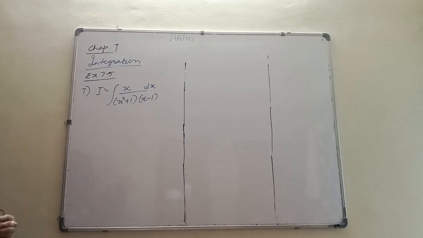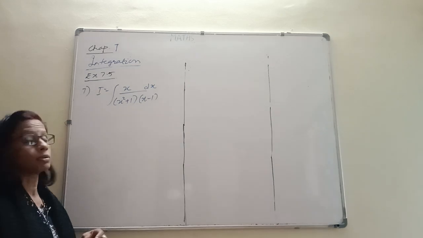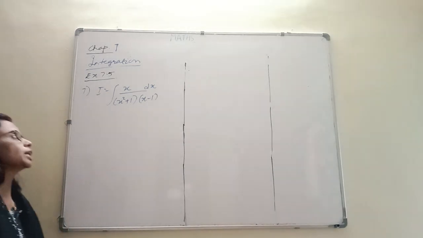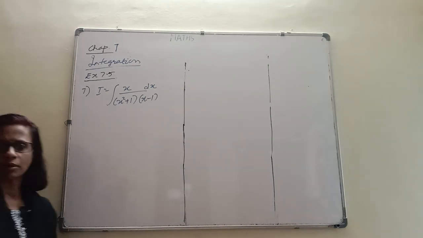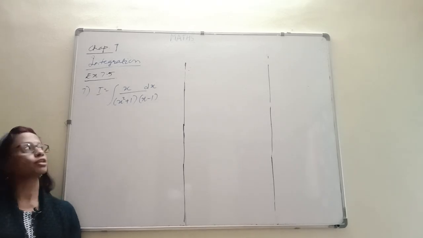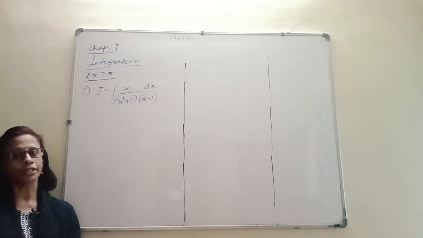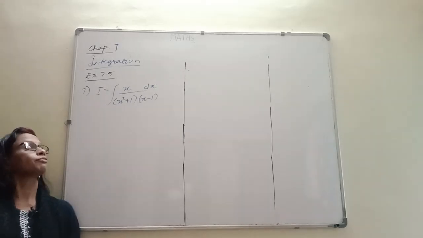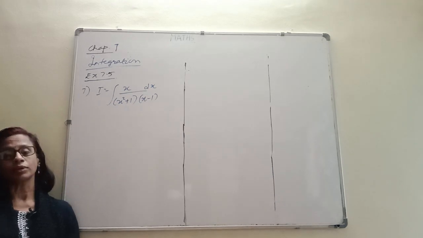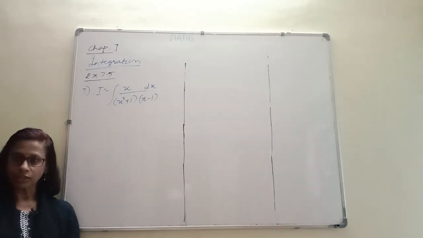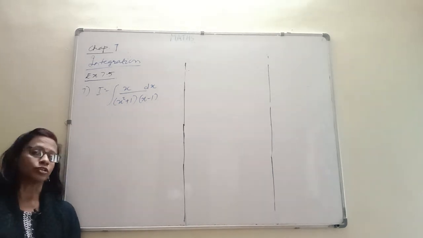Hello folks, let's come back with problem 7 of exercise 7.5. It's a slightly different problem because if you carefully observe, we have a numerator which is linear, and in the denominator you have two factors. One is a quadratic and the other one is a linear. Not only is it a quadratic, it's an irreducible quadratic.